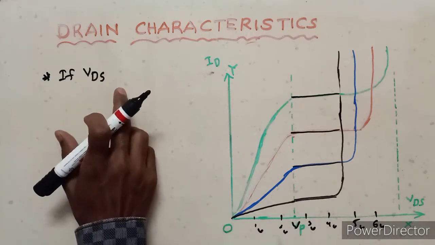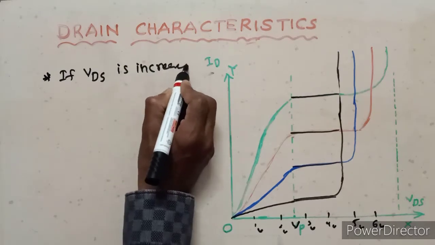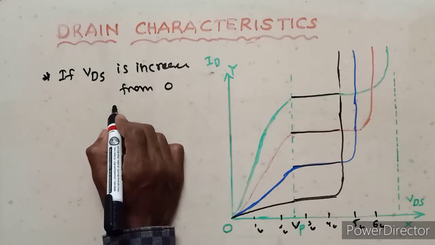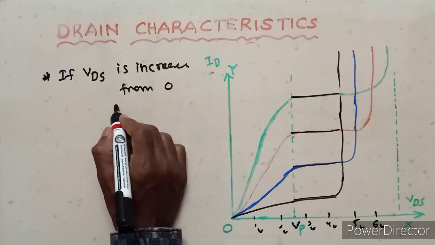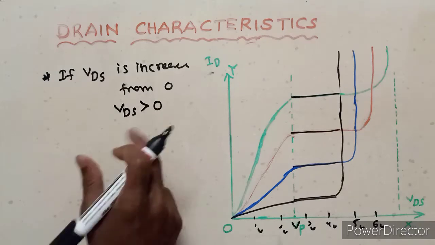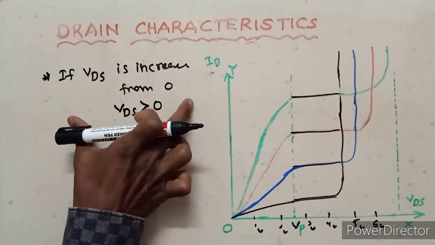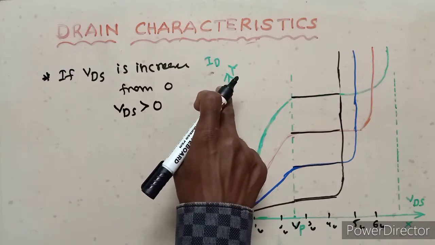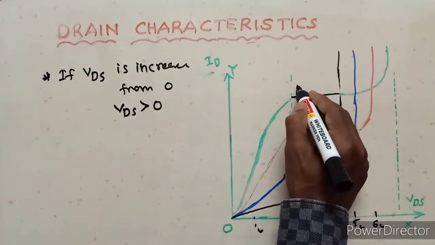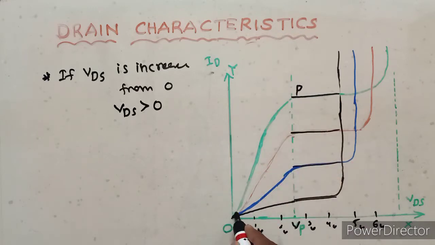So if VDS is increased from 0, that means VDS is greater than 0. In this condition, ID increases linearly along OP. This is the point P.